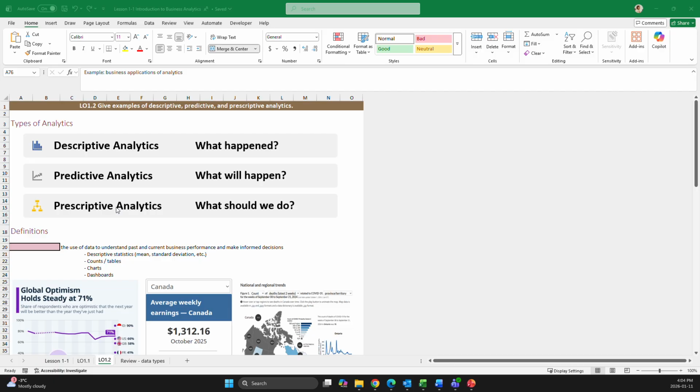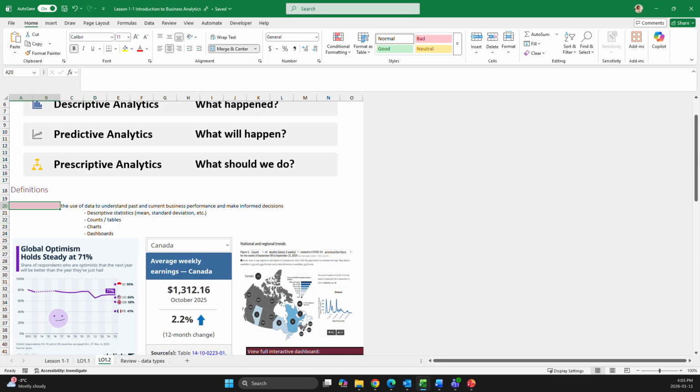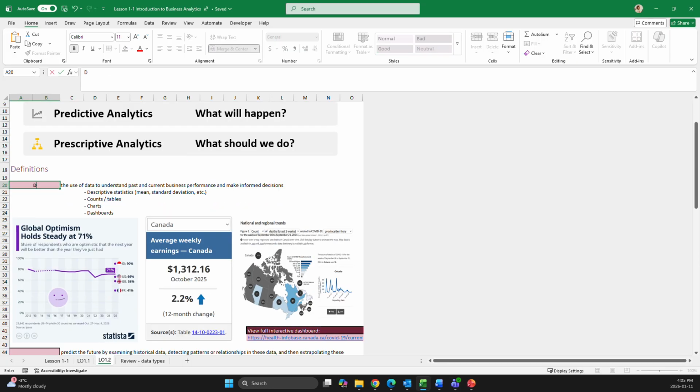So first, if we try to summarize the area of analytics using one simple statement, we can summarize descriptive analytics as what happened. So what has already happened based on data. Predictive is about trying to guess what will happen. So that would be into the future. And prescriptive is about making a decision. What should we do? So again, descriptive is what happened, predictive what will happen, and prescriptive what should we do to make a decision.